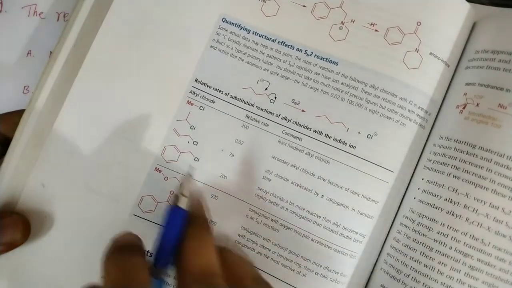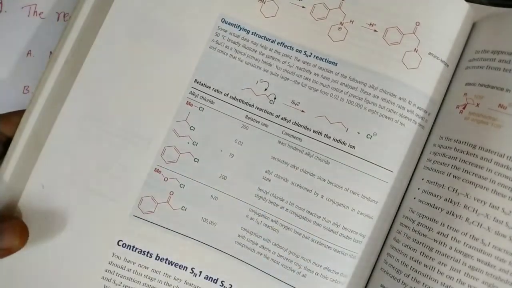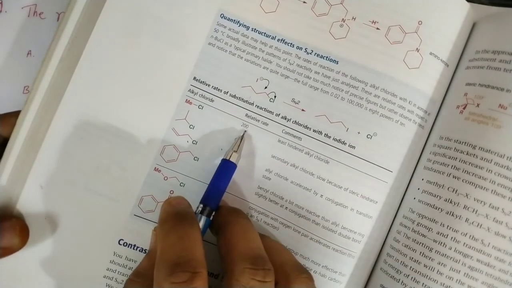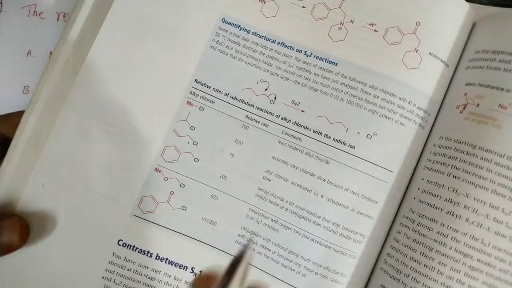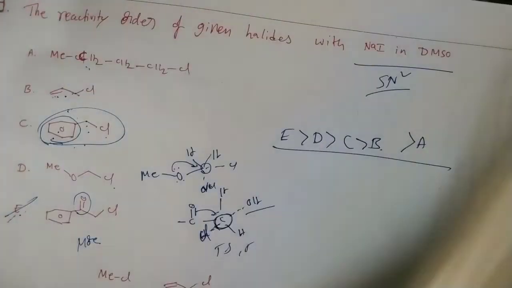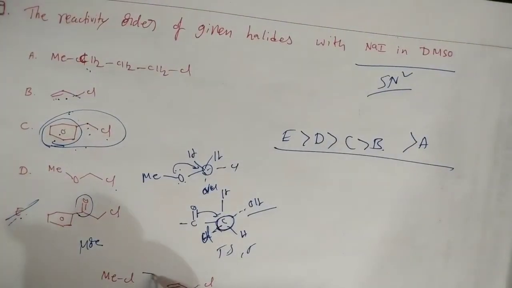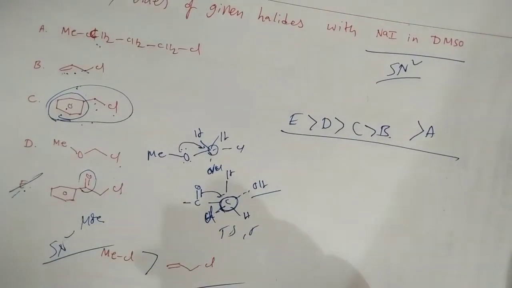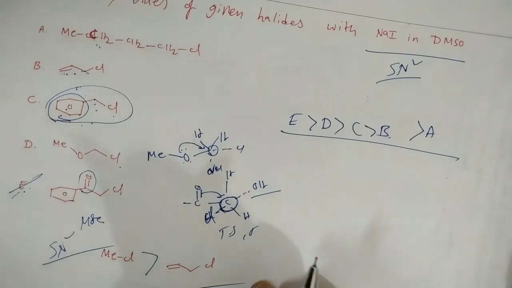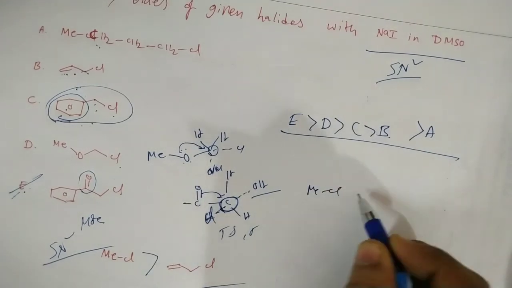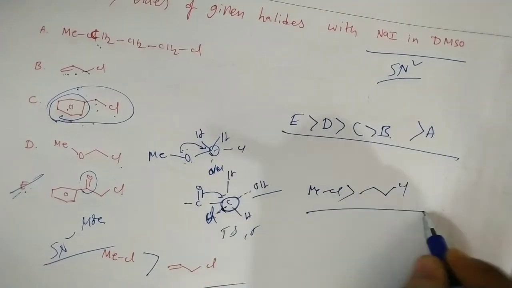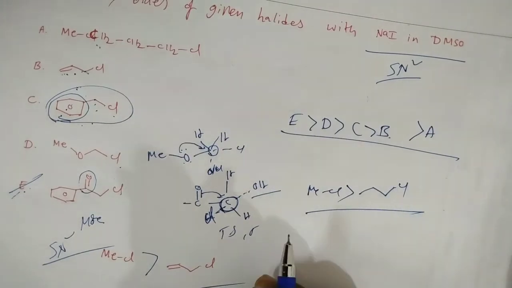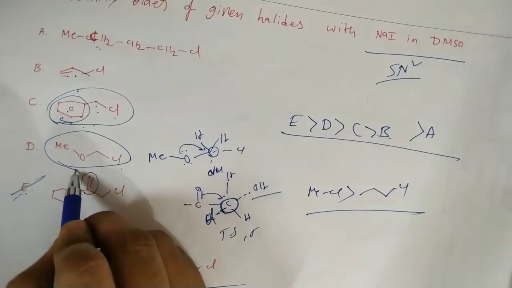So in this case, you have a very simple point. Between methyl chloride and allyl chloride, which is more reactive? Methyl chloride is more reactive in SN2 reaction than allyl chloride, because methyl is a very small group. So that's why methyl chloride is more reactive in SN2 reaction than allyl chloride. Okay. Likewise, for methyl chloride, again methyl chloride is more reactive.